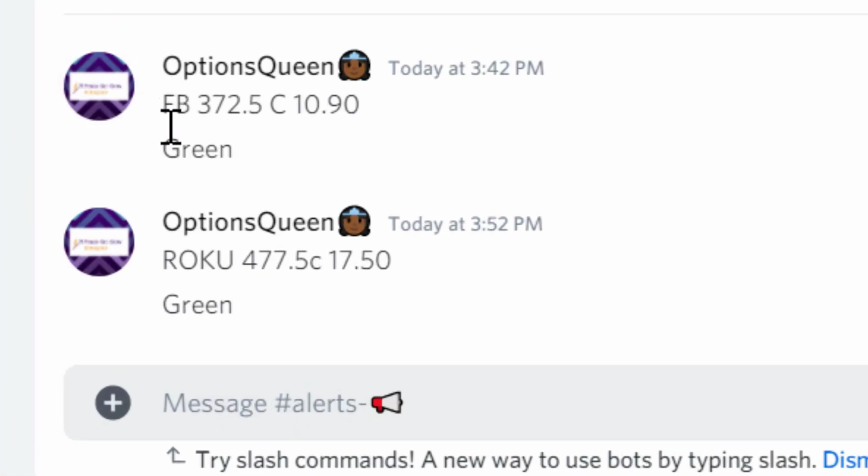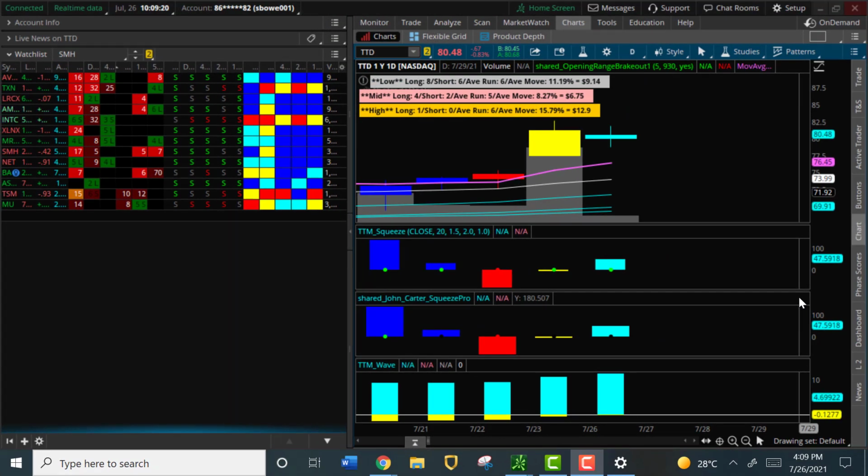As you can see, these are the 2 plays I just took, and these are the plays that I alerted in my chat. Both were successful trades. And that is all for me today. I look for 1 to 2 trades per day, and then I'm done trading.